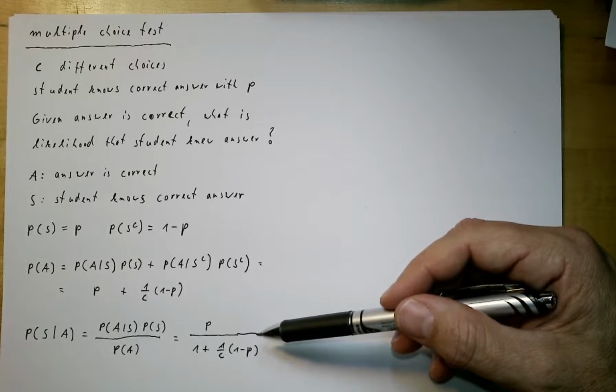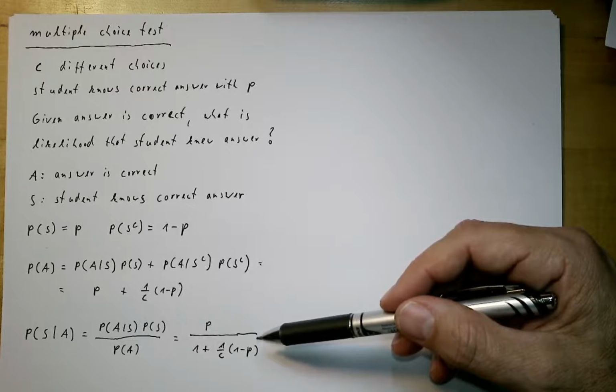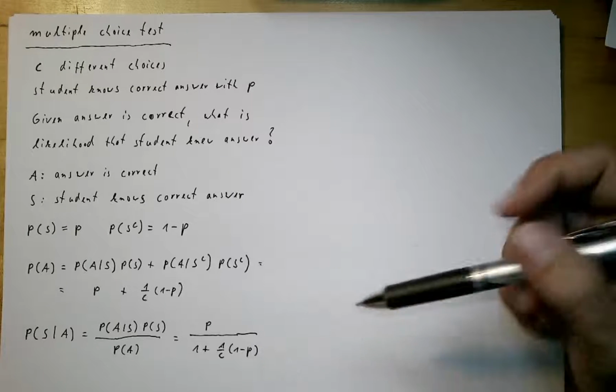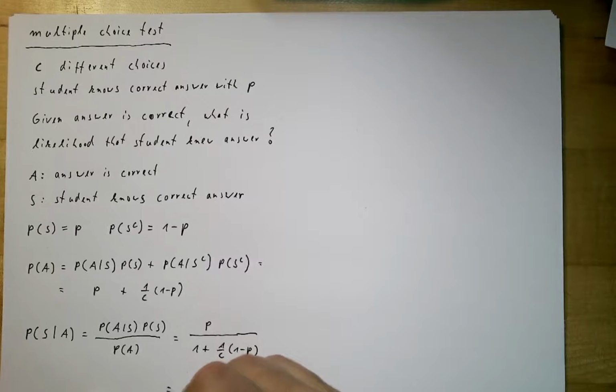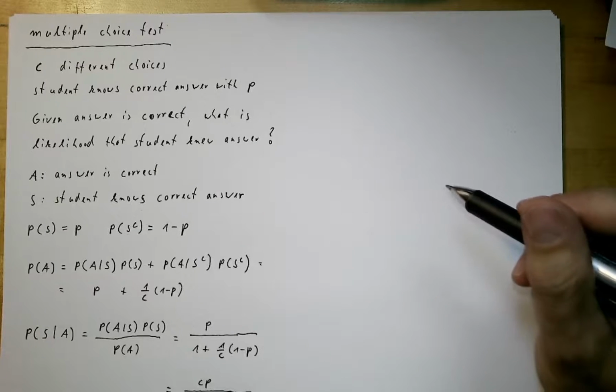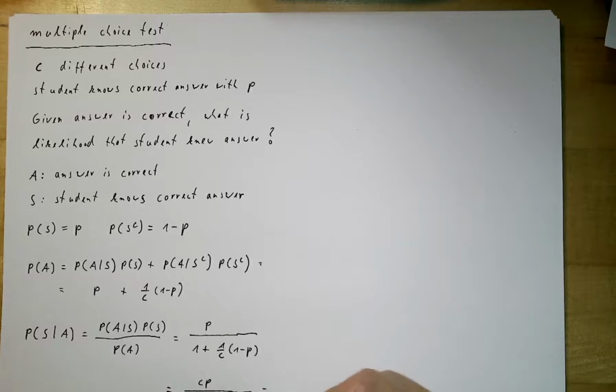So how can we do this? Maybe first we rewrite this a little bit. If we multiply by C, we have here Cp over 1 plus C minus 1 times P, but that's just a rewriting of the whole thing. Or maybe I should have written this in this form: C over C plus 1 minus P over P.